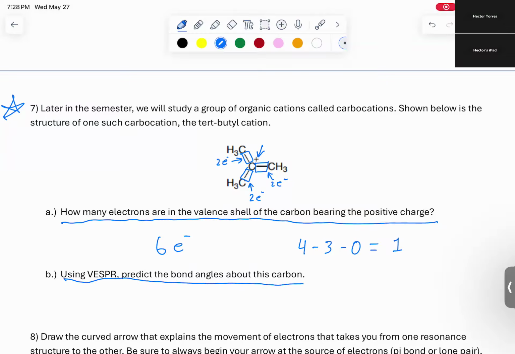You can do bond angle or the shape as well. So as we can see on the molecule, let's clean it up a little bit so we can see it better. There's 1 bond, 2 bonds, and 3 bonds, and each of those are going to be an electron group. So we have 1 electron group, 2, and 3. We don't have a fourth one because that positive charge tells us there's no lone pairs. There's nothing else on there. So it's just going to be 3 electron groups, which tells us that we're going to have a trigonal planar.